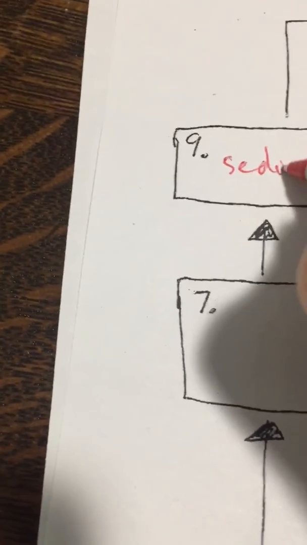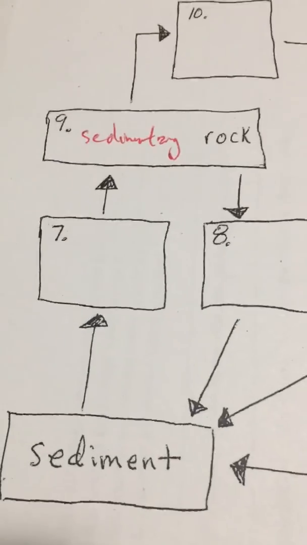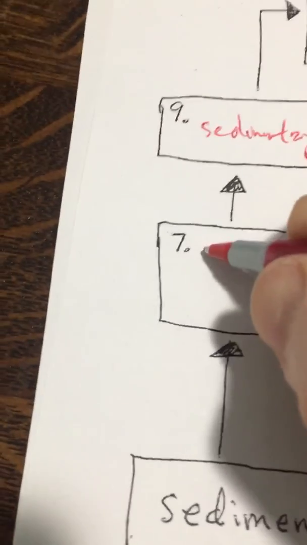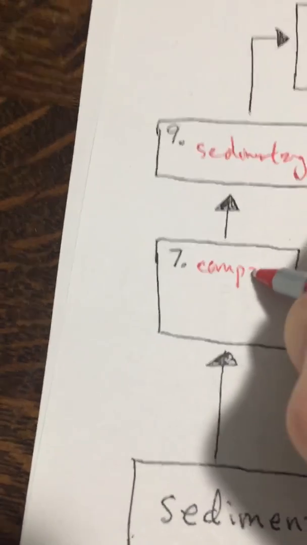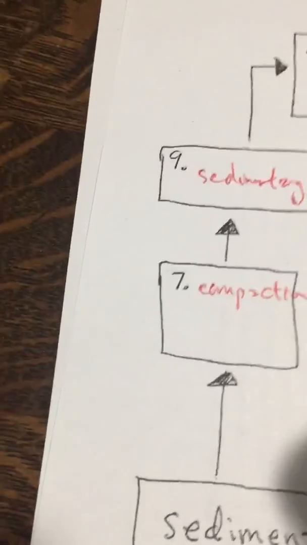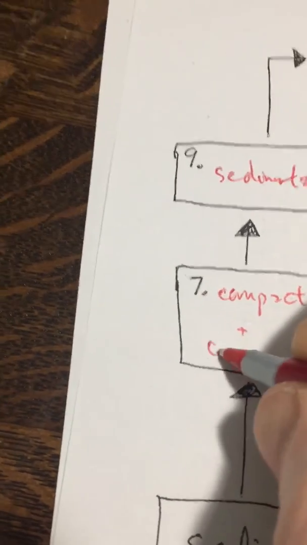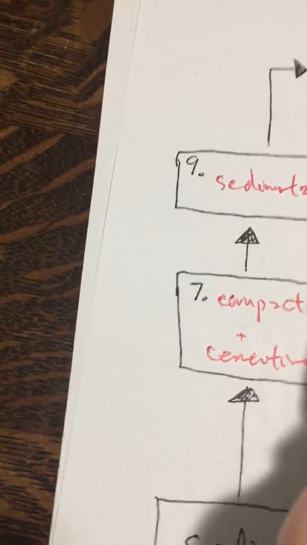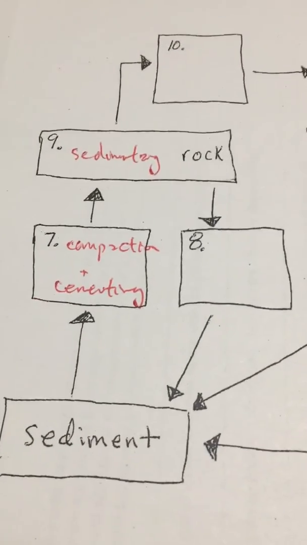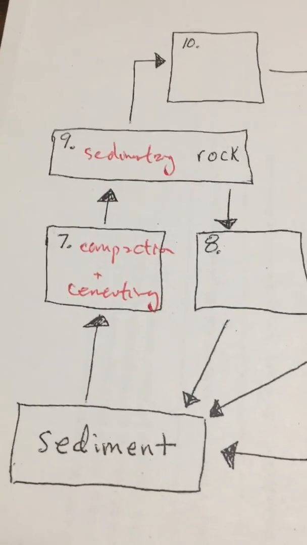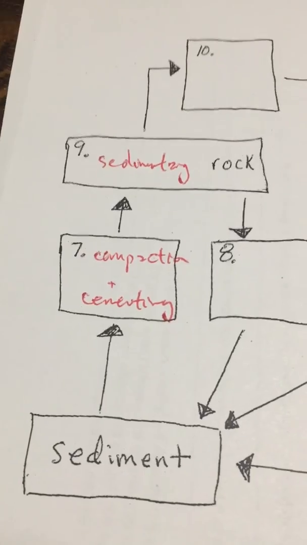Well, sediments become sedimentary rock. But what process do sediments undergo to become sedimentary rock? Compaction, where it gets piled together, and cementing, where minerals in the water that are dissolved cause those grains to stick together and become cemented together.